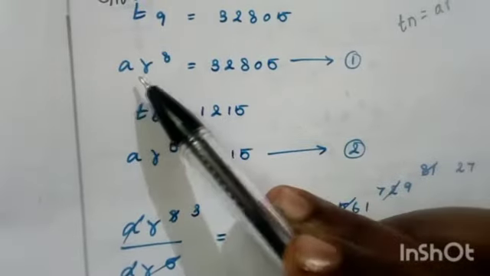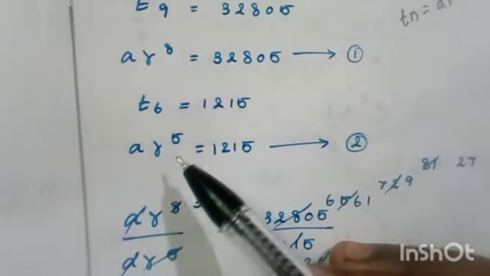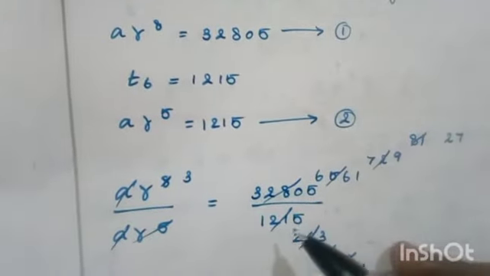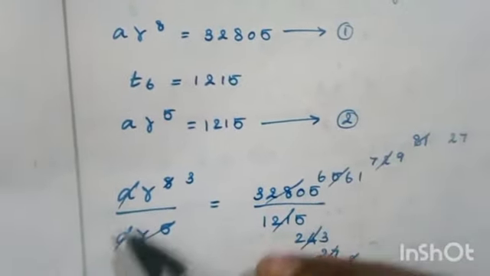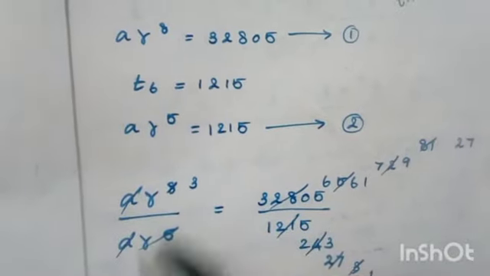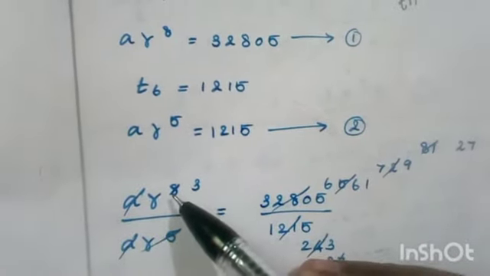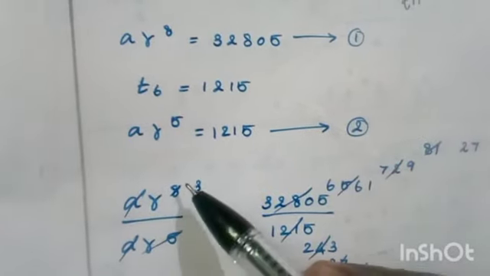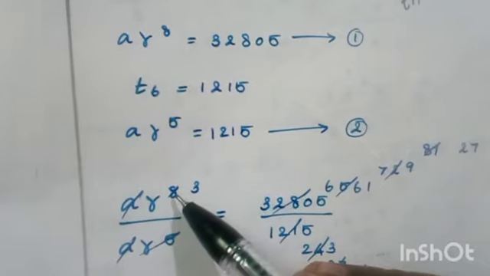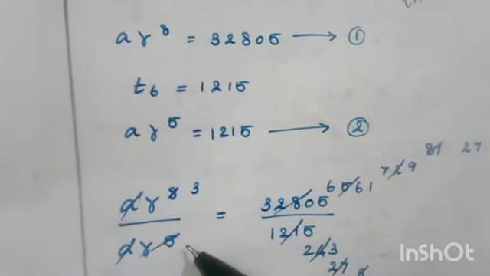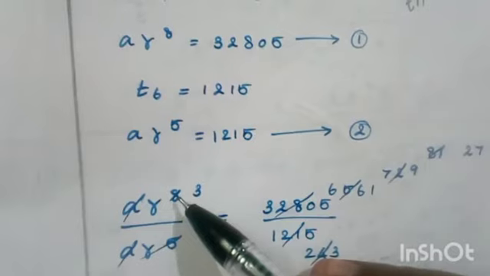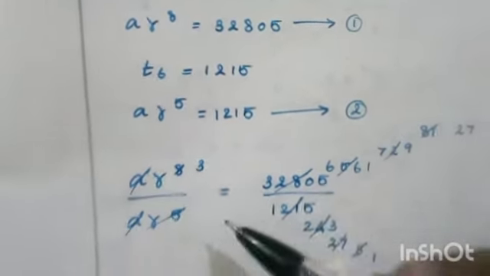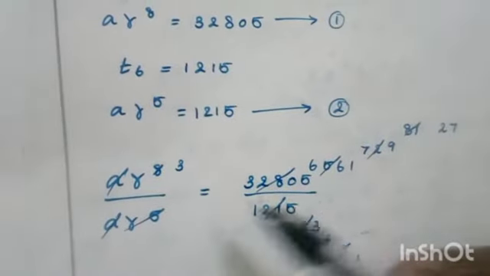So that is A into R power 8 by A into R power 5 equal to 32,805 by 1,215. A cancels. For R, 5 times is there on the bottom and 8 times on top, so 5 is removed and the remaining is R power 3. On the right side you have to cancel fully, but here on the left you cancel only the power. R into R 5 times is there, and R into R 8 times is there; 5 times is removed, so 3 times remains. Left hand side and right hand side are cancelled separately.